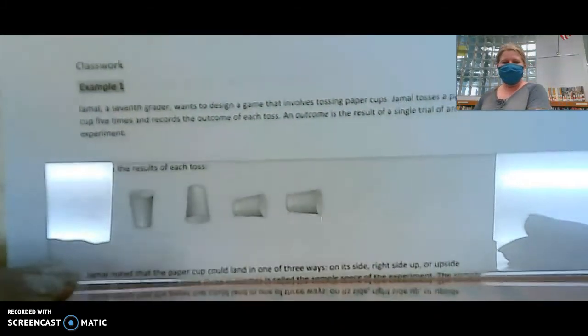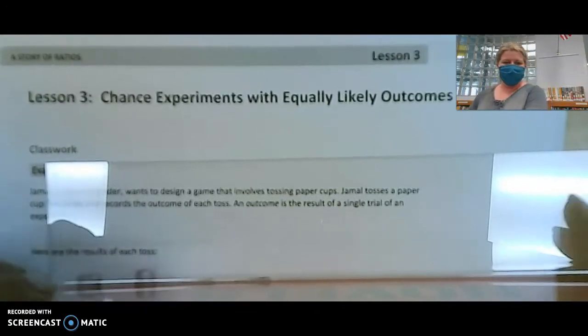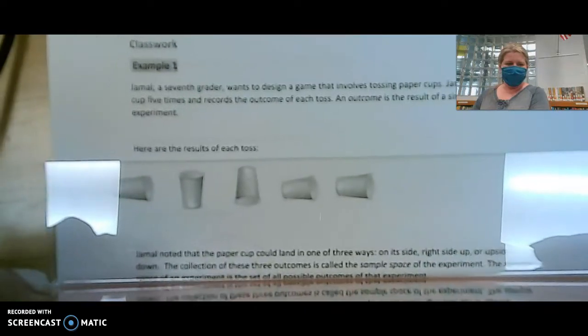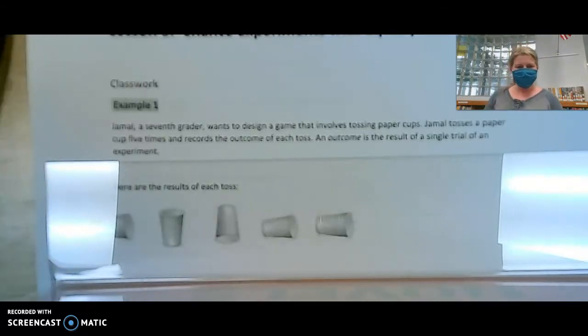So today we will be looking at chance experiments with equally likely outcomes. We're starting with a little experiment. Now in my secret location, I don't happen to have a cup, so instead I'm going to be using a lid. In our first example, we'll be talking about Jamal, who's a 7th grader, and he wanted to design a game that involved tossing paper cups. So he tossed a paper cup 5 times and recorded the outcomes below.